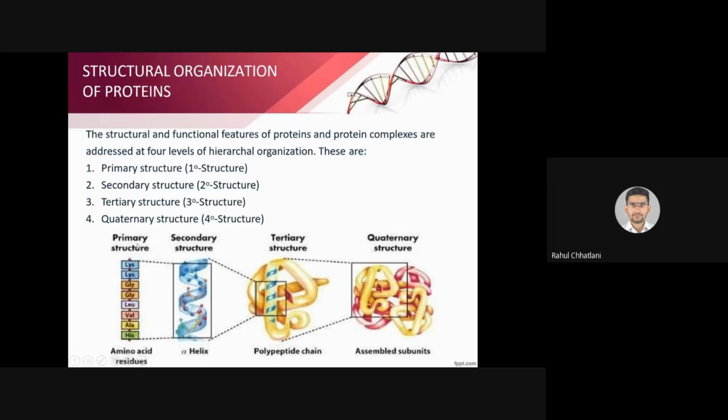So this is the primary structure, the basic structure. That means many amino acids arranged in a line is called the primary structure. You can see lysine, glycine, and also valine, alanine, and histidine. All of these are arranged in a specific order.